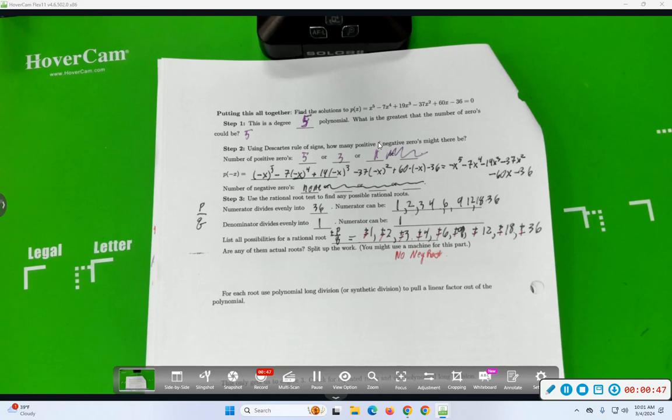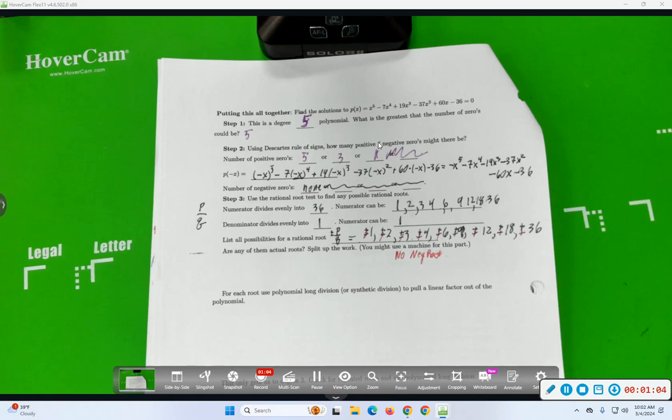We evaluated p of negative x. It's not written on the board, but it's written up there, I guess. Counted the number of sign changes in the coefficients, found that the coefficients never change sign. So there will be at most 0 negative roots, or just 0 negative roots.